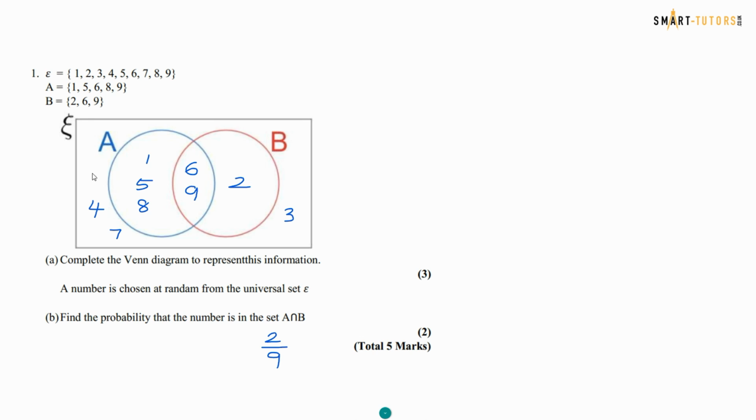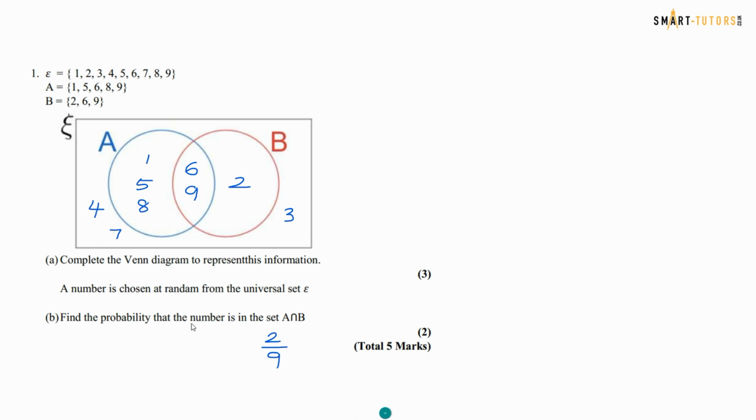Then the leftover of the A set, 1, 5 and 8, is going to be in the A only section. Then only 2 is going to be in the B only section. If you see inside the circles, we have 1, 2, 6, 9, 5, 8. The remaining numbers of the universal set, 3, 4 and 7, are going to be outside of the circles.